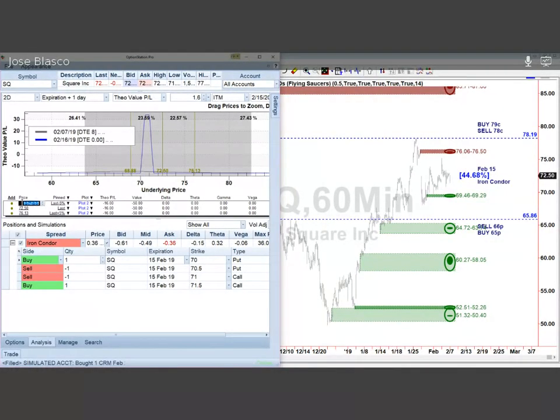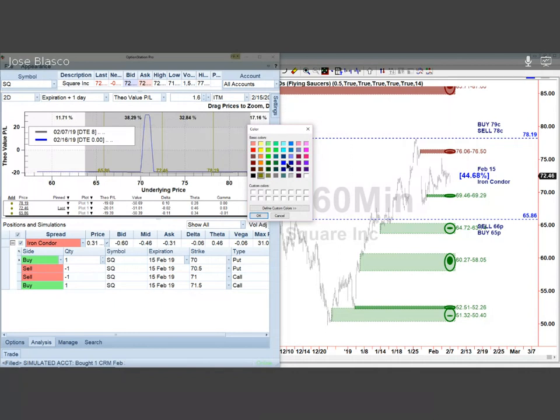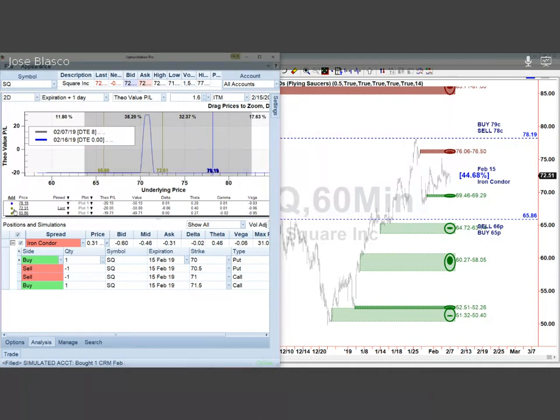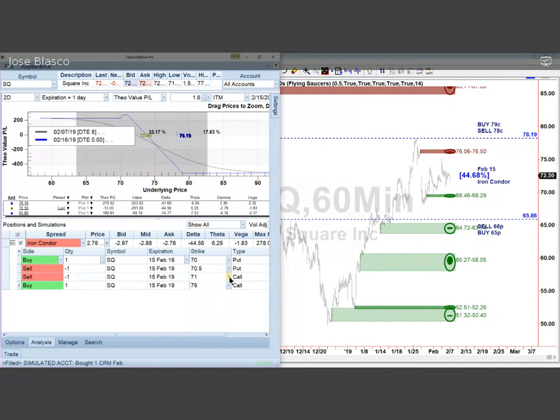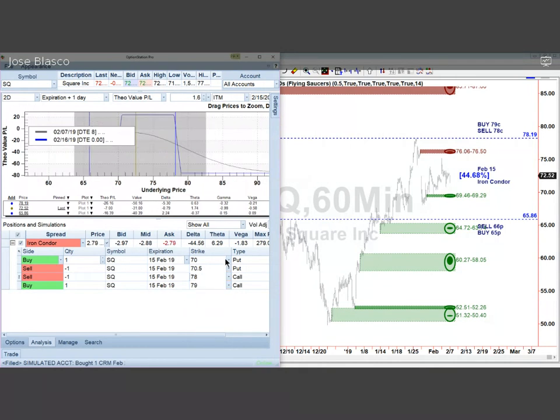So the top is 78.19. The bottom is 65.86. Plot should be plot 1. Here we go. Middle is last. Okay, so we have the blue line above, 78.19. The blue line below, 65.86. On the call side, we're gonna do 79, 78. On the put side, we're gonna do 65, 66.